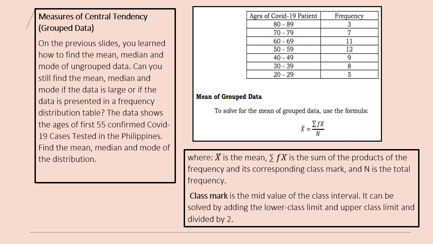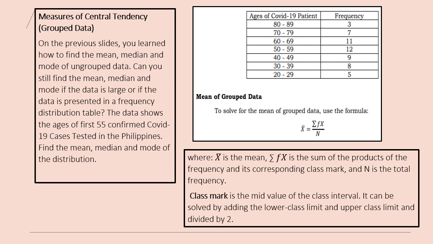The measure of central tendency of grouped data. On the previous slide, you learned how to find the mean, median, and mode of ungrouped data. Can you still find the mean, median, and mode if the data is large or if the data is represented in a frequency distribution table? The data shows the ages of the first 55 COVID-19 cases tested in the Philippines. Find the mean, median, and mode of the distribution.